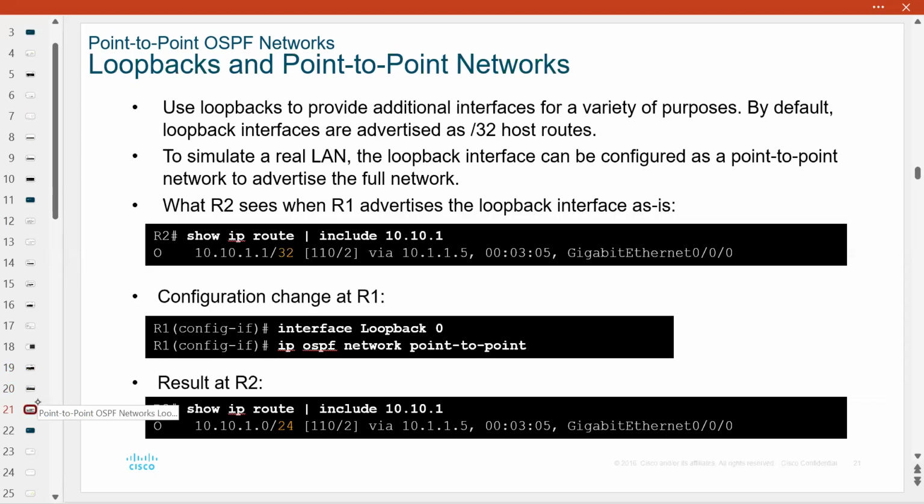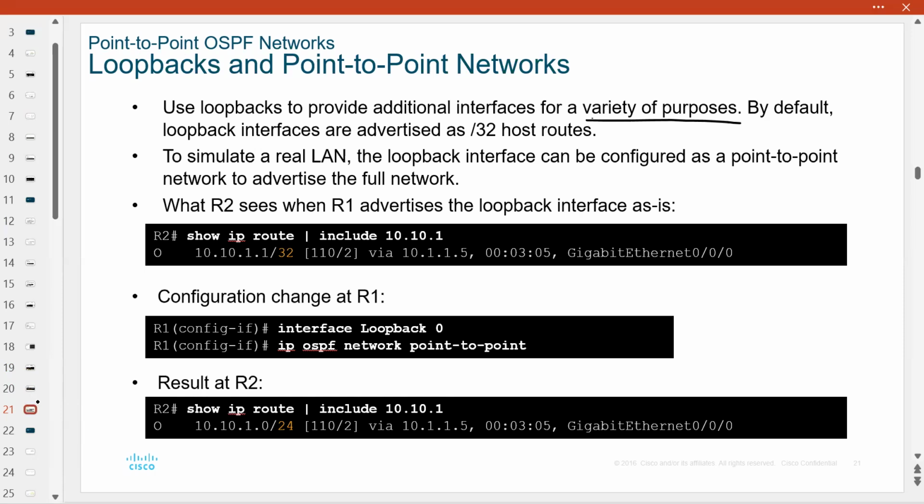Right. Let's look at loopback interfaces and point-to-point networks. All right, here we are looking at how we can use a loopback interface as, one, a host route, and two, as a network. You can use a loopback interface to provide an additional interface for a variety of purposes.